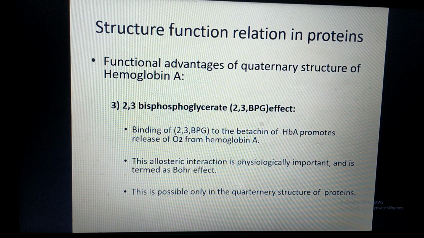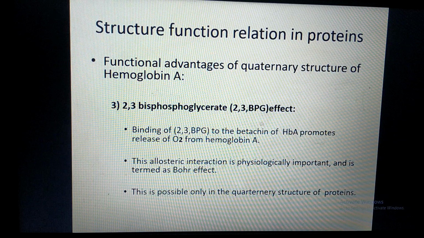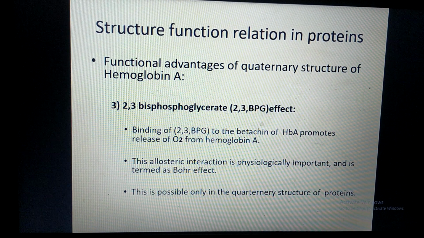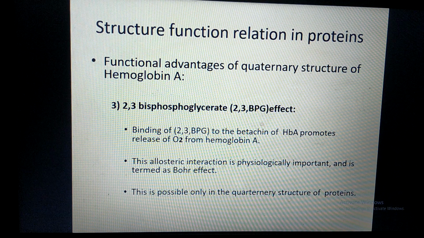2,3-bisphosphoglycerate effect. This 2,3-bisphosphoglycerate is synthesized in RBCs. It is a product which is synthesized in glycolysis. Now, when this 2,3-bisphosphoglycerate binds to the beta chain of hemoglobin A, it promotes release of oxygen from hemoglobin A. This is also a very important effect to deliver the oxygen to the tissues.